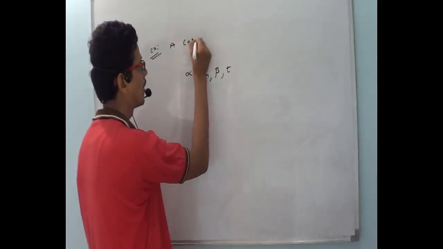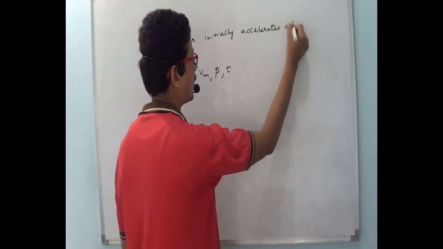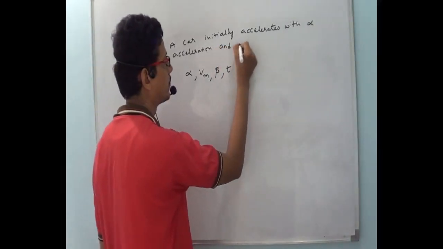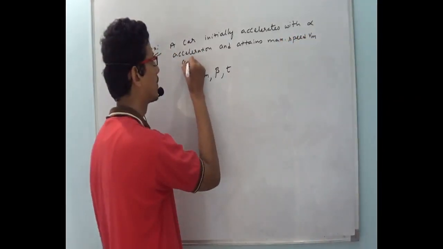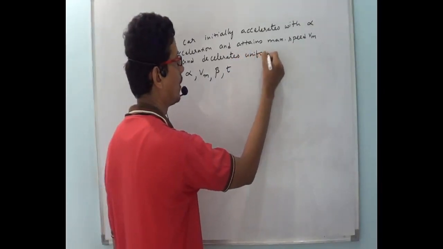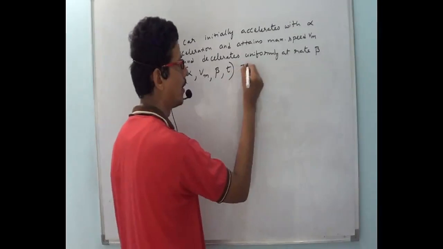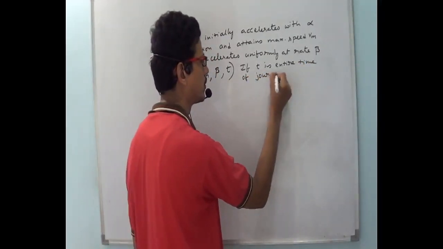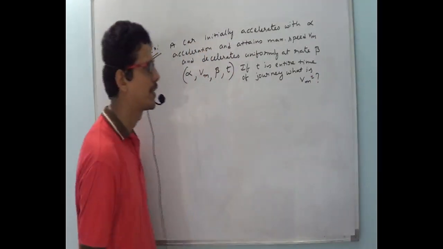I'll write out the question. A car initially accelerates with acceleration alpha and attains a maximum speed Vm, and then decelerates uniformly at the rate beta. If t is the entire time of the journey, what is Vm? What is the maximum speed attained by the vehicle?